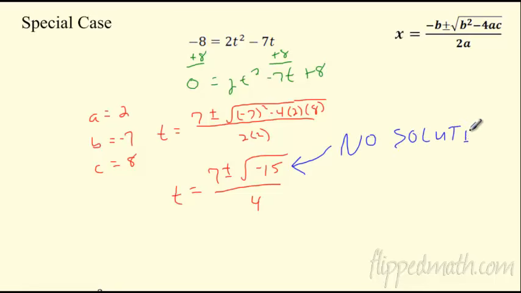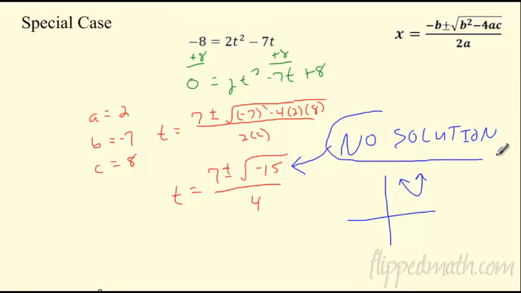And remember, graphically, what does a no solution look like? It's kind of like a parabola that never crosses. So it never reaches down here, so it has no solution. So don't freak out if this happens. It's just part of it. It just has no answer.